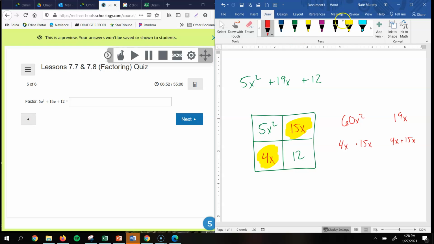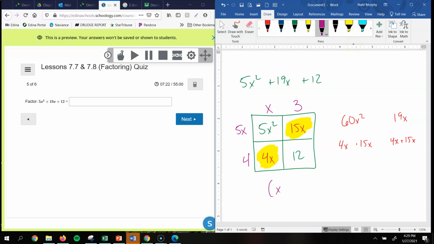Now we're just going to look to see, well, what's the greatest common factor for each row and column? In this row, the greatest common factor would be 5x. In this row down here, the greatest common factor would just be 4. In that first column, the greatest common factor would be x. In the last column, the greatest common factor would be 3. Now double check and make sure the outside factors multiply together to be inside. 5x times x is 5x squared. 5x times 3 is 15x. 4 times x is 4x. And 4 times 3 is 12. So you can be pretty confident that we have the right answer.